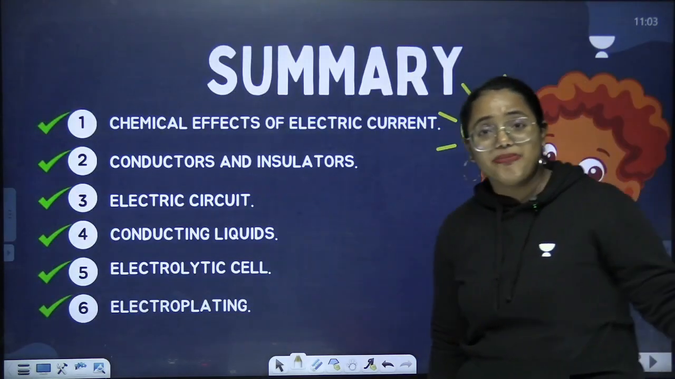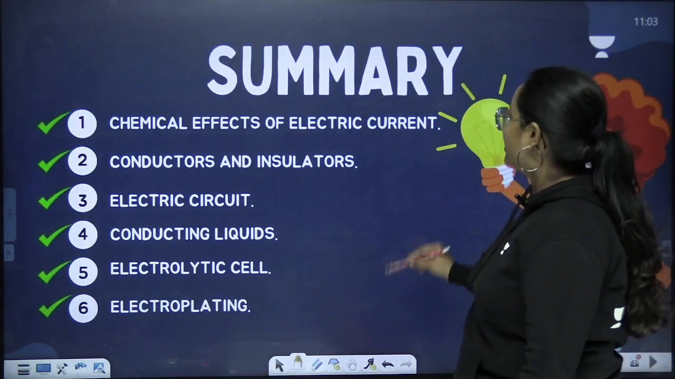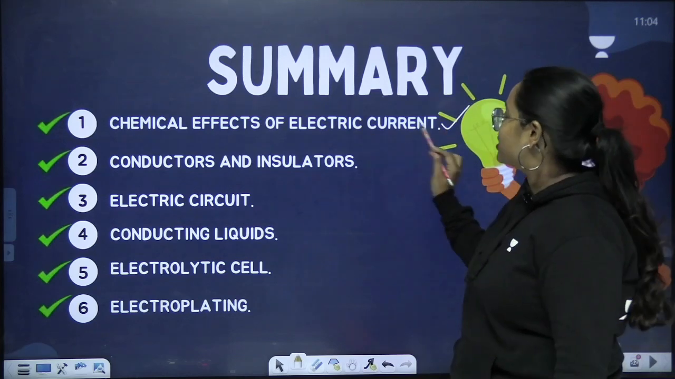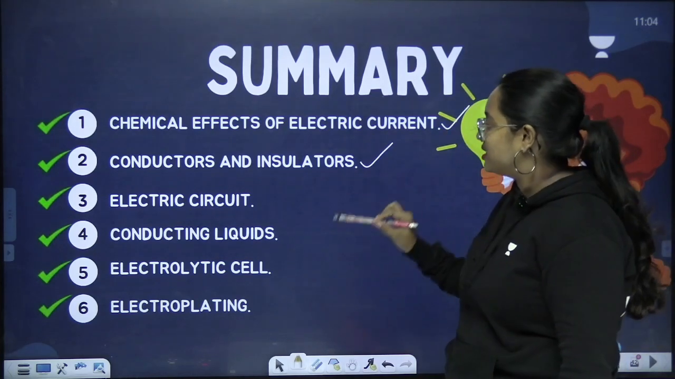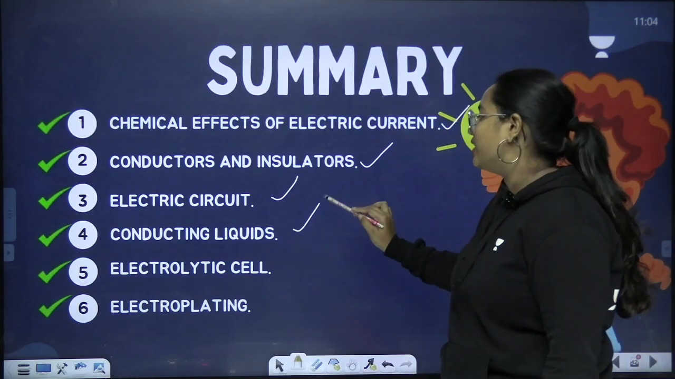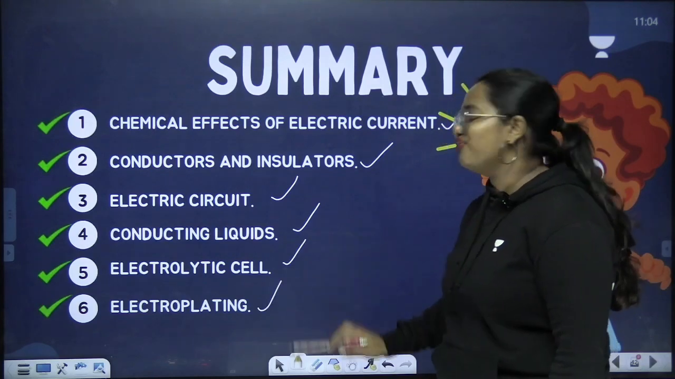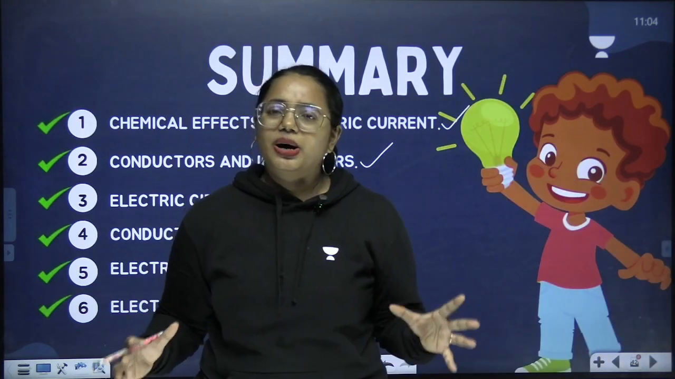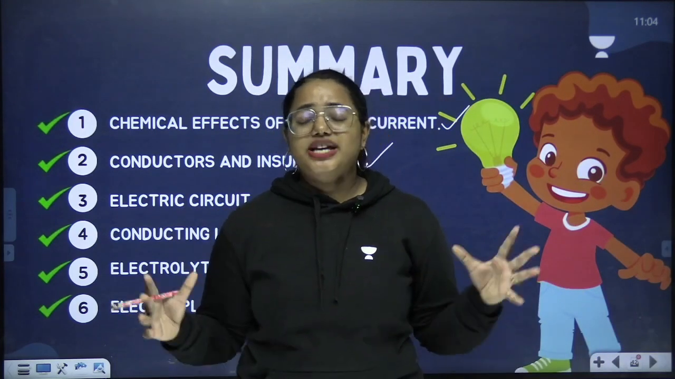It's all about the summary. We have discussed various concepts today. We started with chemical effects of electric current. Then we discussed conductors and insulators, electric circuit, conducting liquids, electrolytic cell, and finally electroplating. I hope everyone is clear with the concepts that we discussed today.